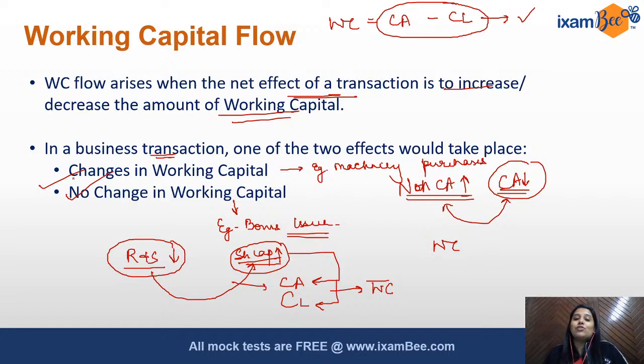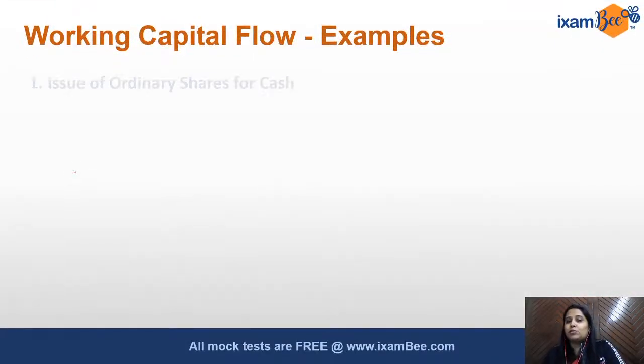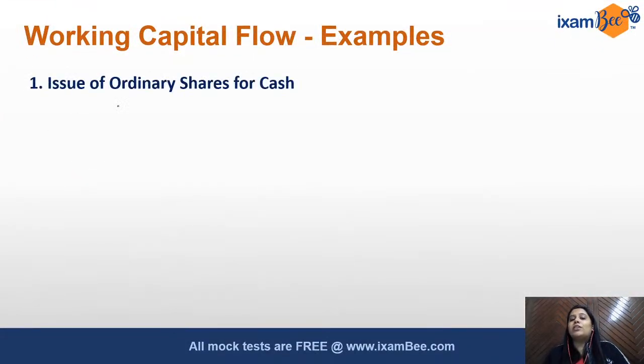What is the shortcut to see whether a change in working capital will arise or not? Let's analyze some more examples. First is issue of ordinary shares for cash. Whenever you come up with an issue of ordinary shares, the two effects are that share capital goes up, and your cash also goes up because you are receiving cash from the subscribers, right? The net effect is that working capital will increase.